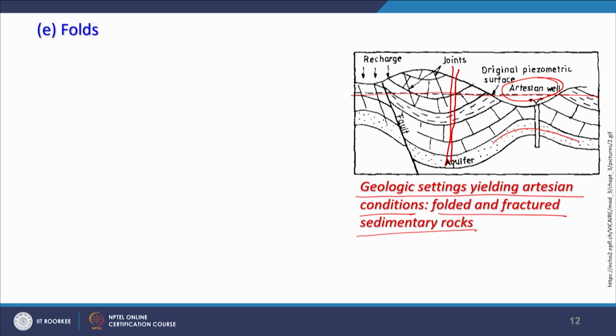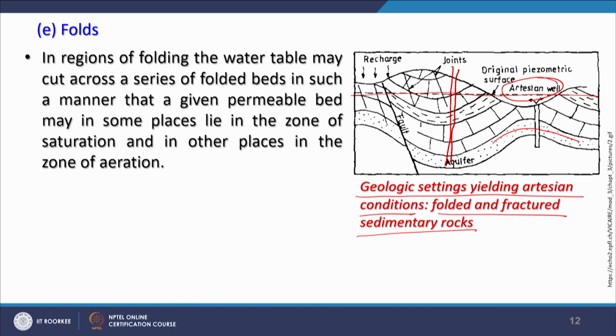So, sometimes these folds can give you artesian conditions, sometimes these folds can give you much more water at much more depth. So, prior understanding about this kind of folding regime, if that is available, then our understanding of that area and our prediction about the availability of water becomes much easier.